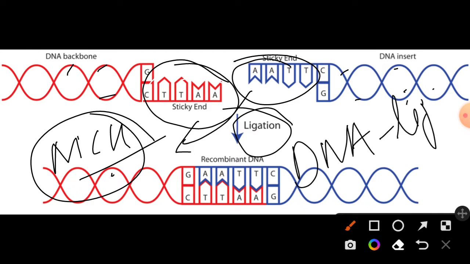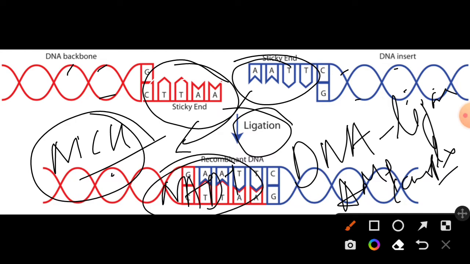DNA ligase seals the nick by formation of the DNA ligase AMP complex, in which, in case of E. coli DNA ligase, NAD plus helps E. coli DNA ligase lead to the formation of the E. coli DNA ligase AMP complex, and this complex will go and bind with the nick.